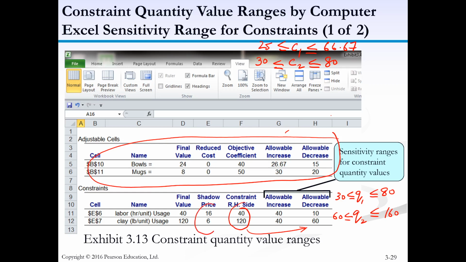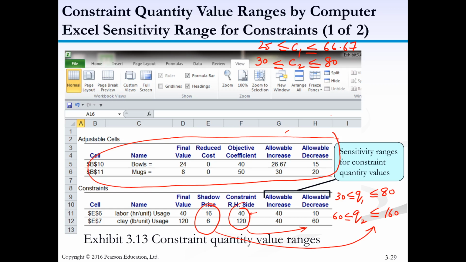The shadow price remains valid within this range. Within this range, the worth of one unit of that resource is called the shadow price, or dual price, or dual value. These are the different names, and they remain valid within this range. For example, if on the right hand side for labor we have 1 hour more, 41 hours instead of 40 hours, our objective function will increase by $16.